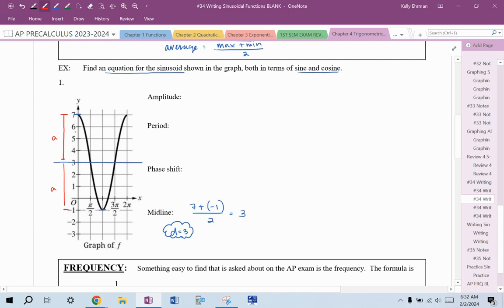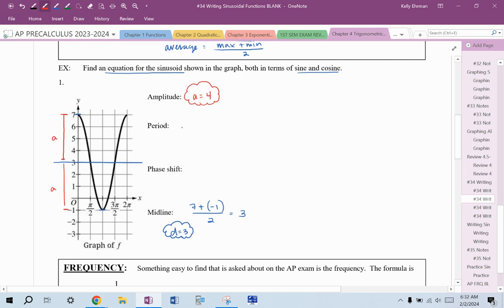So from 7 to 3, you can count these boxes, 1, 2, 3. There are 4 units between 7 and 3, or just subtract. So A is 4. Also, this is a positive cosine curve, so A is going to be positive 4.